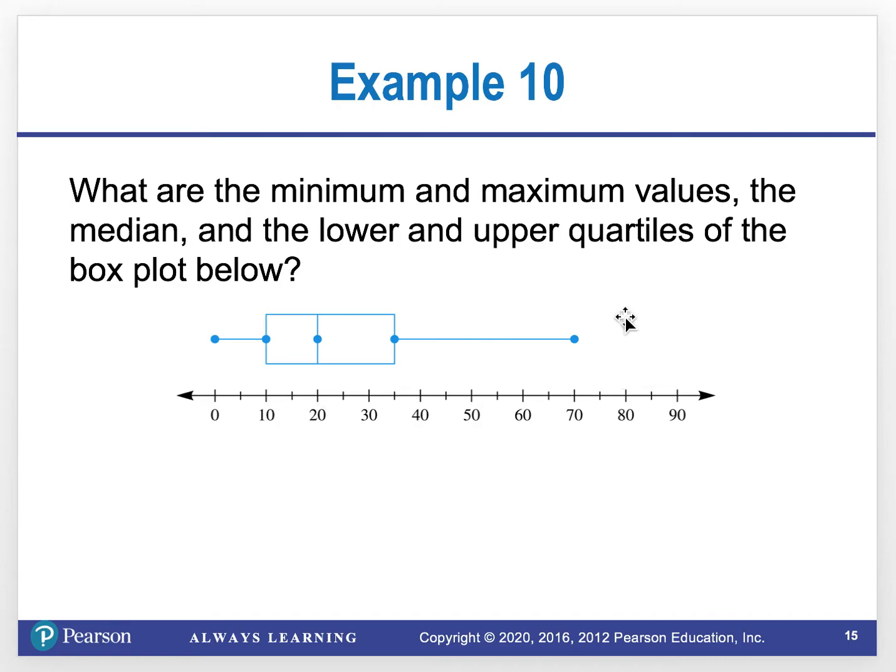But a box and whiskers plot tells me all kinds of stuff about my data. For example, I know that half of this data falls in between 10 and 35. That's half of the data. I also know that another half of the data is from 0 to 20. The lower half is from 0 to 20. The upper half of the data is from 20 to 70. I can tell it's a lot more spread out, that top half of the data, than this lower half. The middle half goes between 20 and 35.